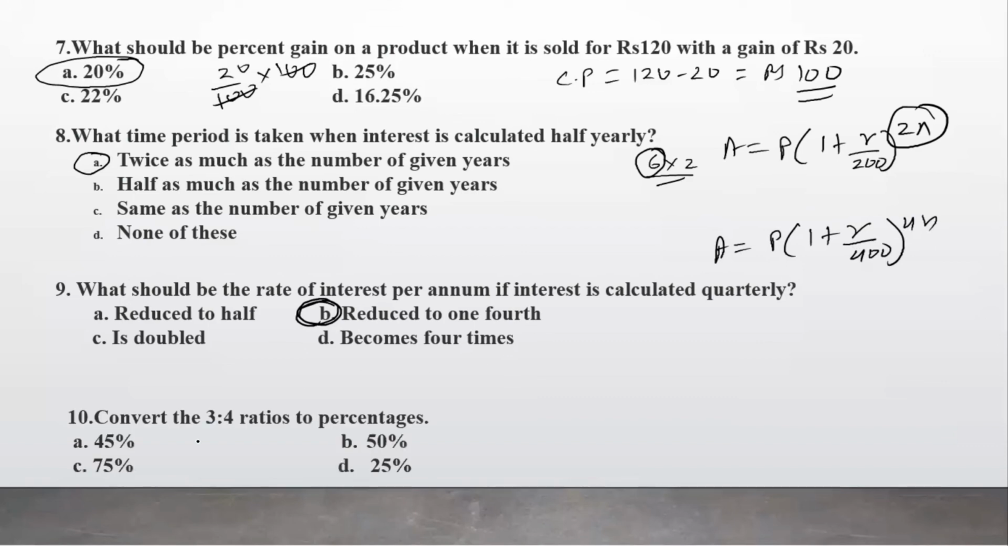Okay. Then convert the 3:4 ratio to percentage. This we have seen several times in different videos. To convert the ratio to percentage, we write it as a fraction and multiply by 100. 4 into 25 is 100 and 3 into 25 is 75%. So just remember all the formulas, children, and it is easy.